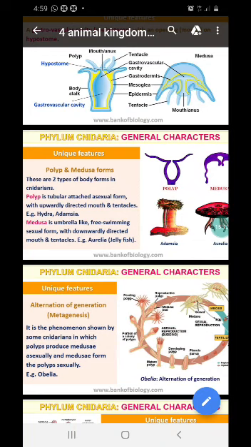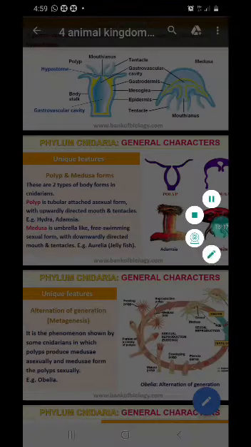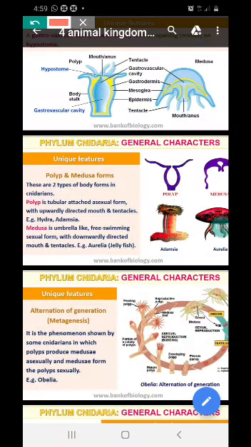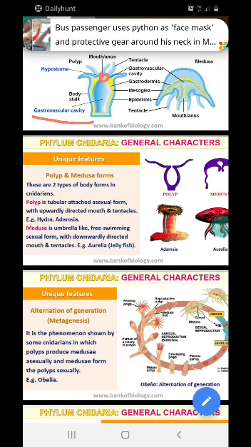Here the cavity inside this animal, or hydra, is called the gastrovascular cavity. Gastrovascular cavity. Clear? And there is only one opening at the center of the tentacles; the mouth is surrounded by the tentacles. And so the digestive system is incomplete because there is only one opening, right?